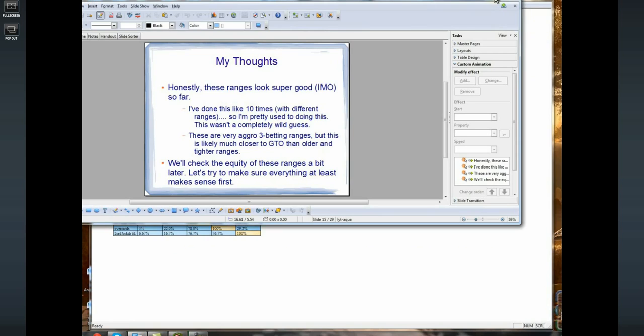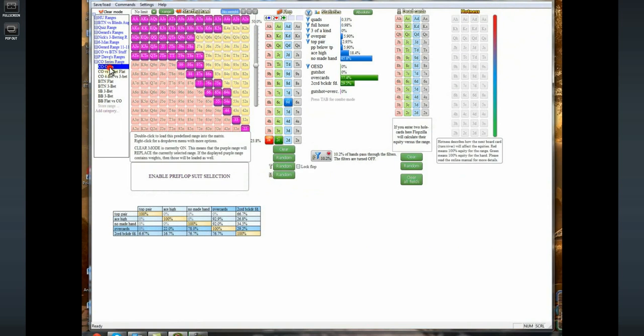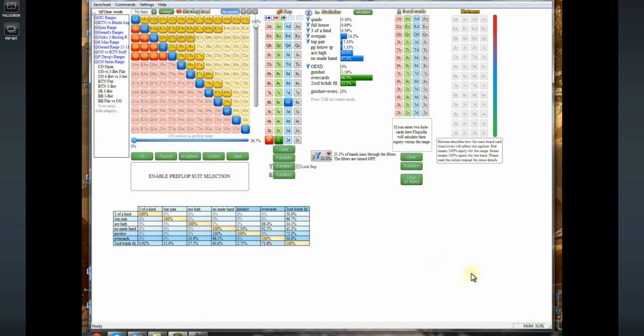So one thing that's really important to keep in mind is the expected value of a hand will change based on the range it's in. I'm going to say that one more time because it's so important. The expected value of a hand will change based on the range it's in.